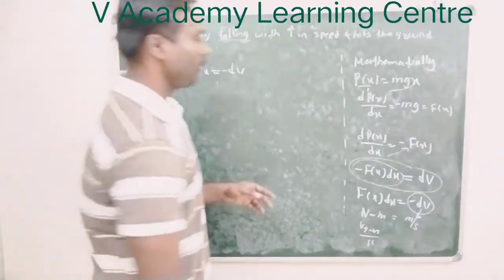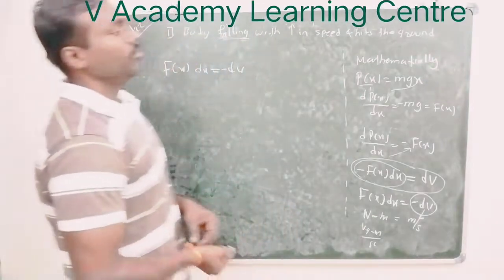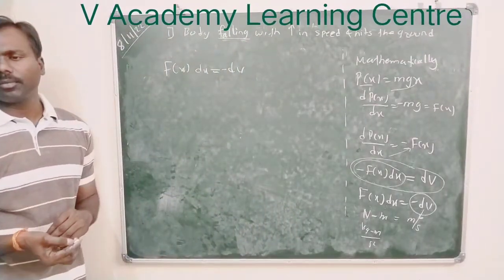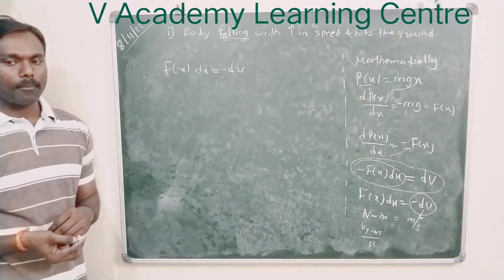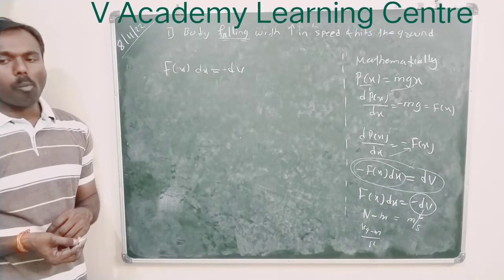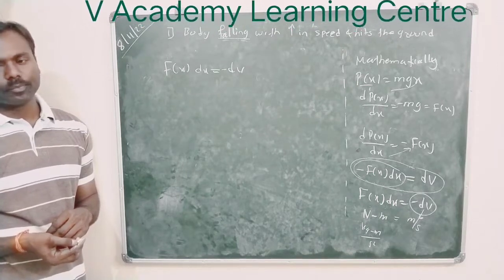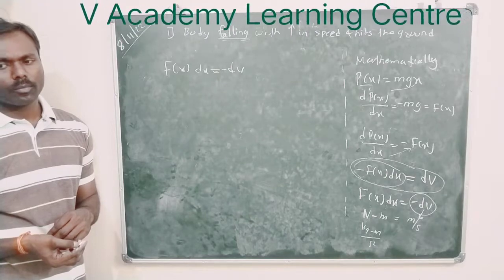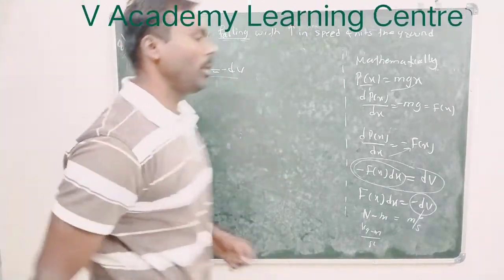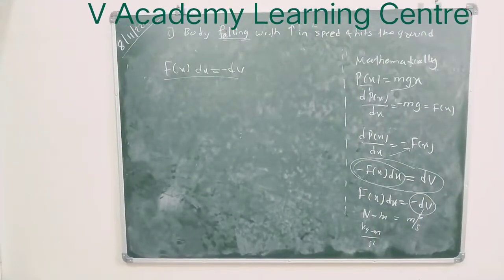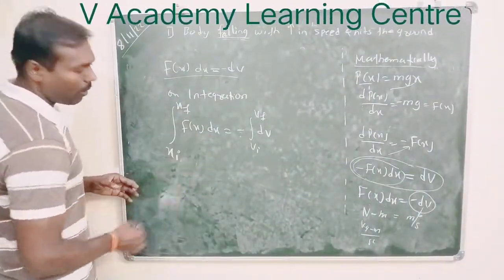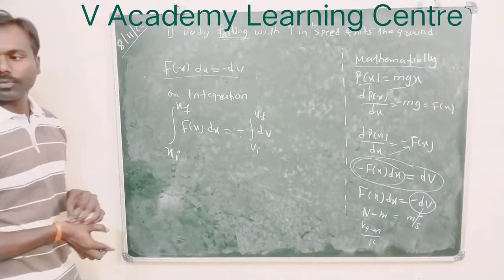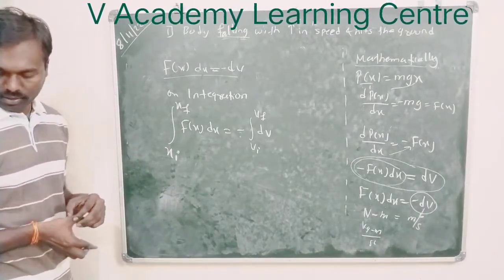If we substitute F equals ma, and x, then m into v by t into s, we will get v square by t, sir. So what happens if you apply limits on integration? On integration, what happens? Can you guess?